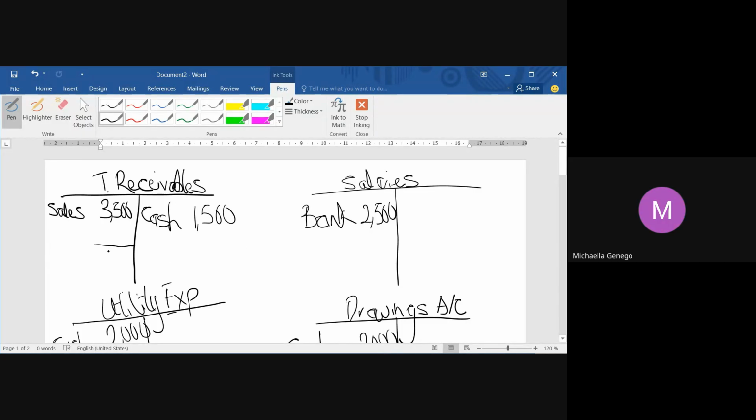Okay. So here is 3,500 and here is 1,500. Now how would we balance the account to get the same figure as the greater side? The greater side is the debit side, which is 3,500. So how would we add up to get the same 3,500 here? That means we add 2,000. So that 2,000, we call it balance carried down.